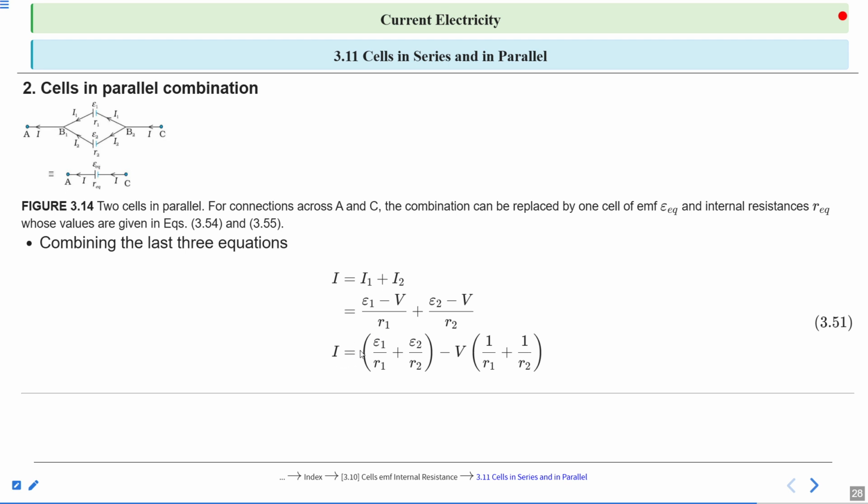Okay. So I equal to, now rearrange this thing. I equal to epsilon 1 upon R1 plus epsilon 2 upon R2 minus V (1 by R1 plus 1 by R2). Rearranging this equation will give you this. So you have to separate the numerators: epsilon 1 upon R1 and epsilon 2 upon R2 will separate out, and minus V upon R1 and minus V upon R2 will separate out. So this negative sign will come out, V in bracket 1 by R1 plus 1 by R2. Okay. So put this equation as 3.51.